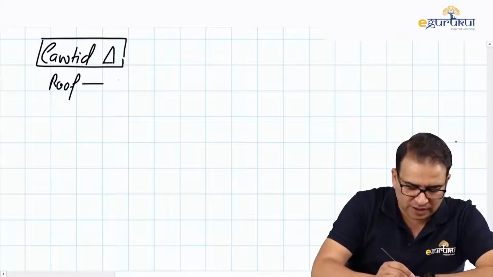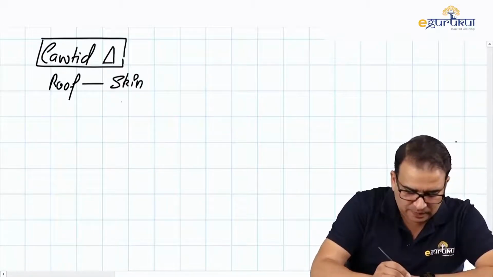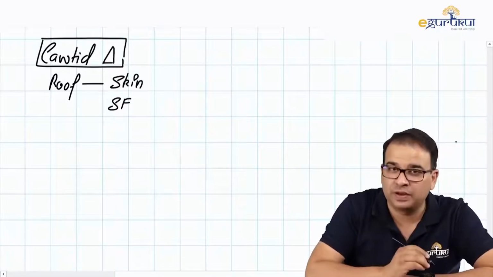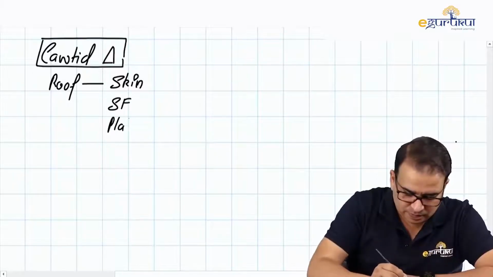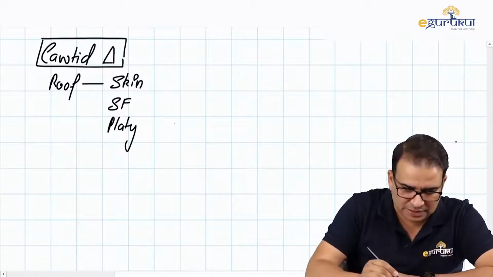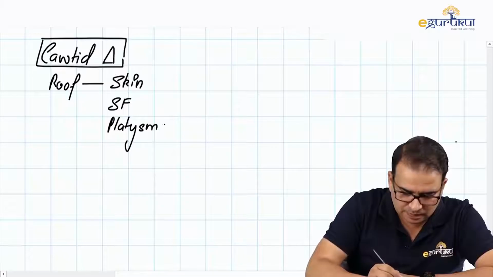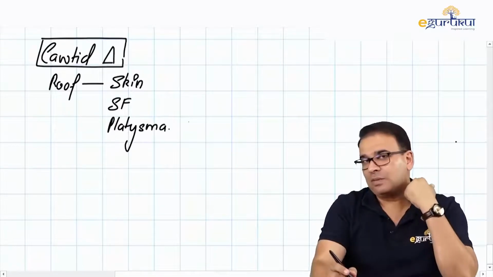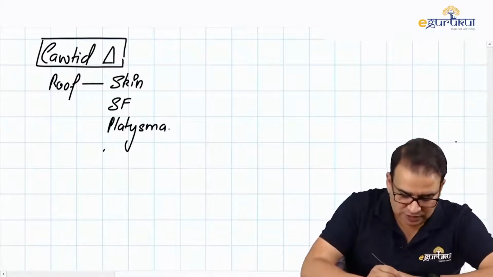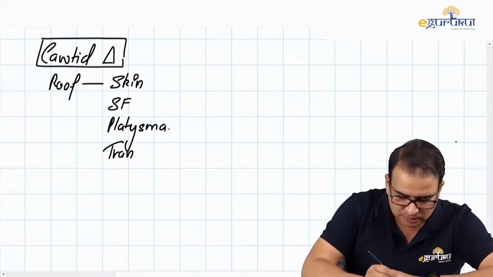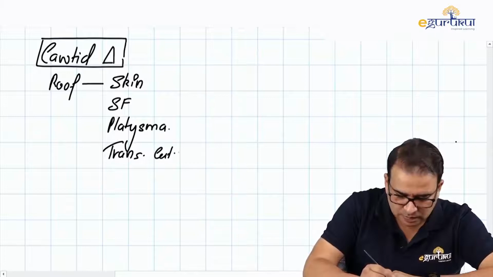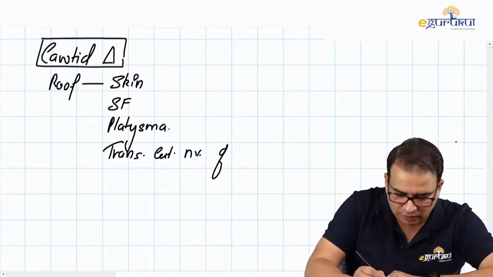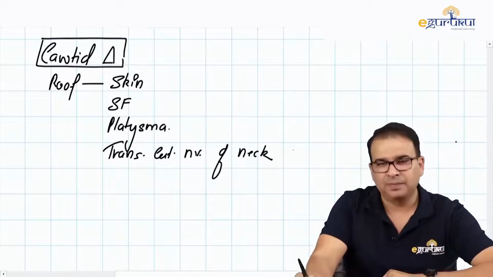So the roof of the carotid triangle is again having the skin. There will be superficial fascia. There will be the platysma muscle. There will be one nerve which was coming forward, guys. What was the nerve coming forward from the posterior triangle? That was the transverse cutaneous nerve of the neck.